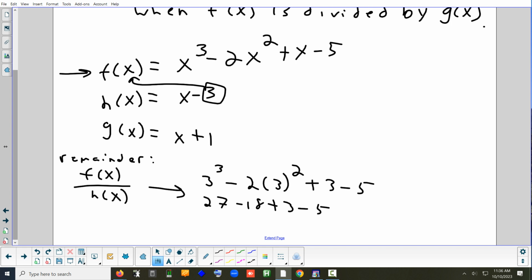Nine. And let's just finish that all up. What's 9 plus 3 minus 5? It's going to be 7. That's your remainder. So what does that mean about h of x compared to f of x? It's not a factor. If you were trying to factor f of x, x minus 3 is not what you should use.